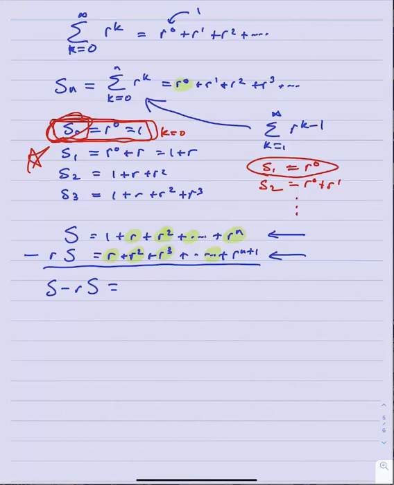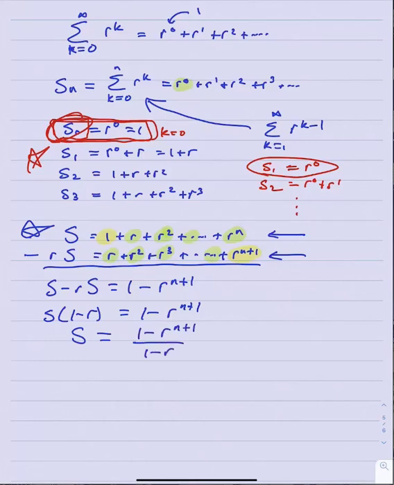And now that I've subtracted all those, what's left? Well, the only thing left is this 1 and this r to the n plus 1, which means I have 1 minus r to the n plus 1. A little quick algebra tells me that this is s times 1 minus r equals 1 minus r to the n plus 1, which means s, the finite sum I started with, is 1 minus r to the n plus 1 over 1 minus r.